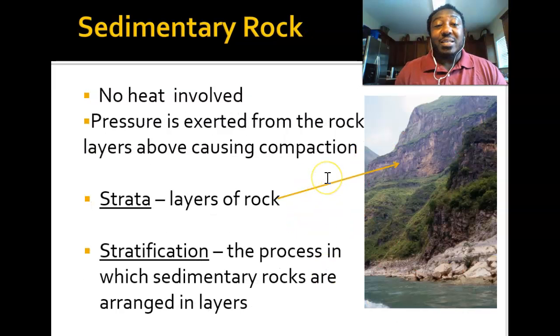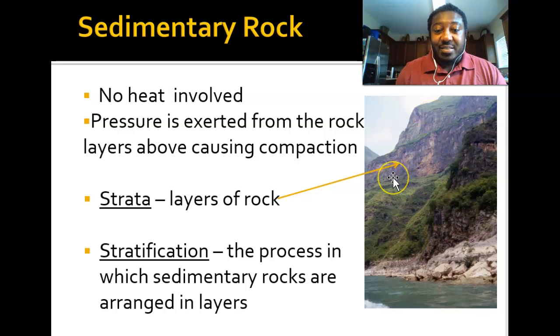So next in our notes, it says no heat involved. So sedimentary rocks form at or near the surface of the earth, but don't involve any type of heat. It says pressure is exerted from the rock layers above, causing compaction. So in this picture right here, you see these layers of rock here. And remember, we said we'll find the oldest rock on the bottom layer. And as you go from the bottom layer to the top, the rocks get progressively younger, because the layers get progressively younger. These layers are just called strata.